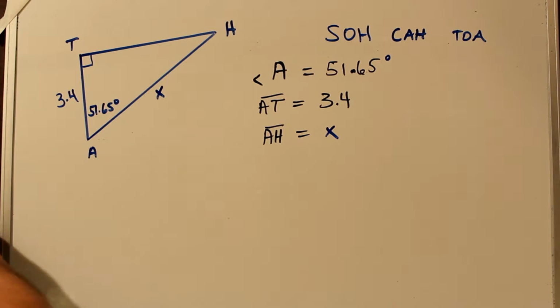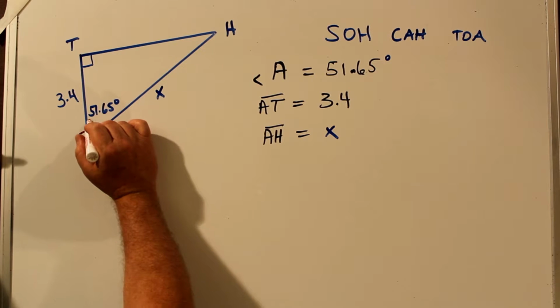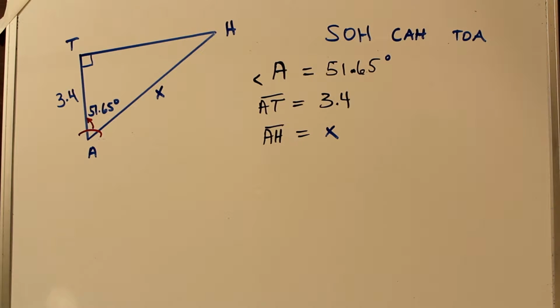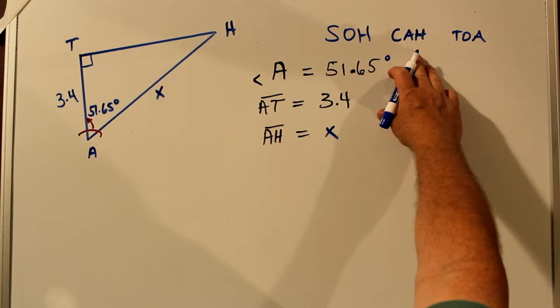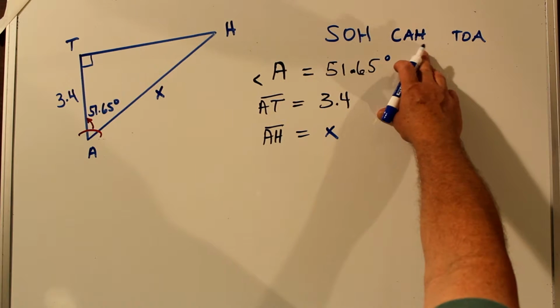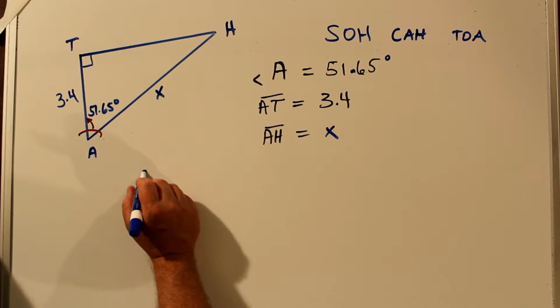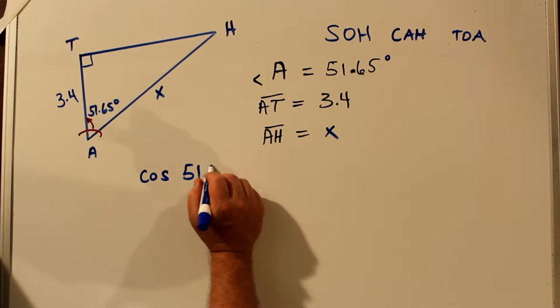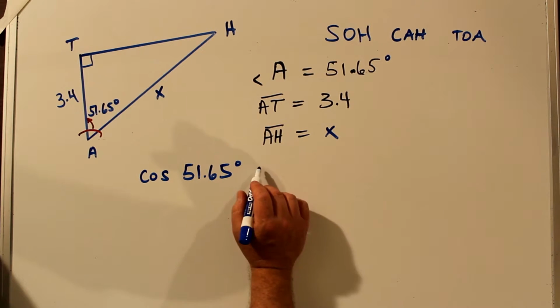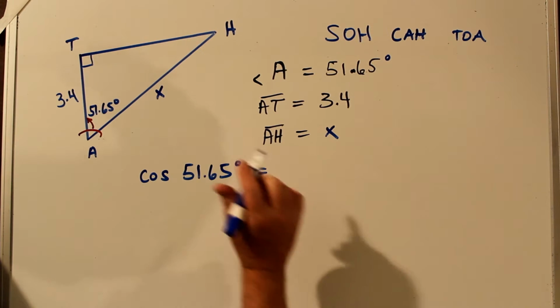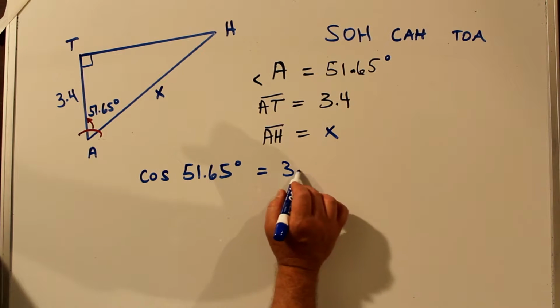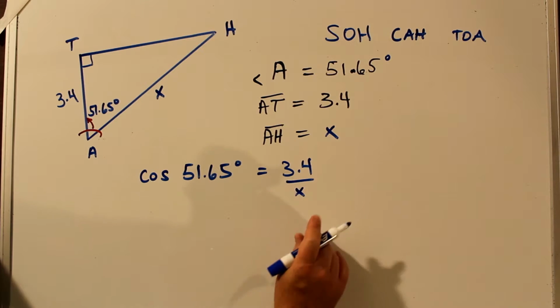So we have, for angle A, the side that is adjacent is known, 3.4, and we're trying to find the hypotenuse. So the cosine function is what gives us the adjacent over the hypotenuse. So let's write our equation, given what we know. The cosine function of 51.65 degrees equals the adjacent side over the hypotenuse. The adjacent side is 3.4, and the hypotenuse is X.